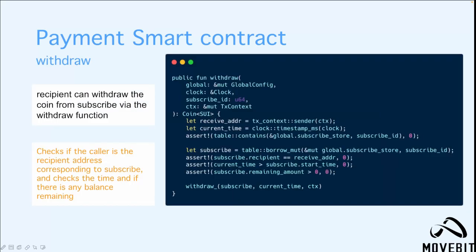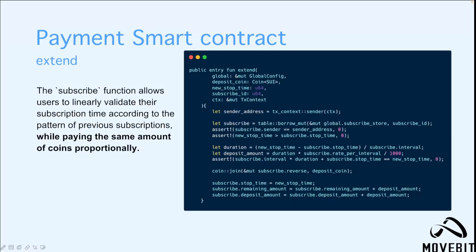So, the recipient can withdraw the coin from the subscribe via the withdraw function. Withdraw is used for the administrator to extract the released coin, mainly to verify the current time, and verify the address to ensure that it is the recipient address recorded in the subscribe. And then we'll call the withdraw inner function, which will handle the specific extraction logic.